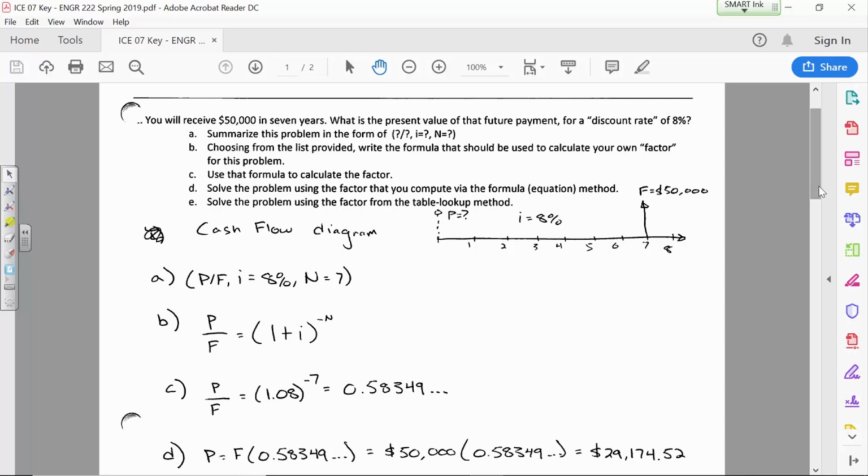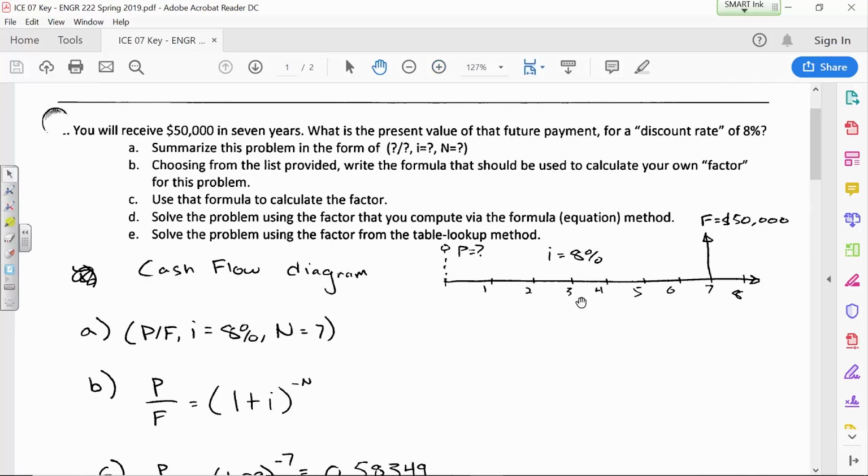Okay, part B. Choosing from the list of equations that I gave you, that handout with all the formulas, write the formula that should be used to calculate your own factor. And so what's the equation? So the equation is P divided by F is 1 plus I to the minus N power. So then we substitute in part C, and let me show you something here. I'll zoom in on it.